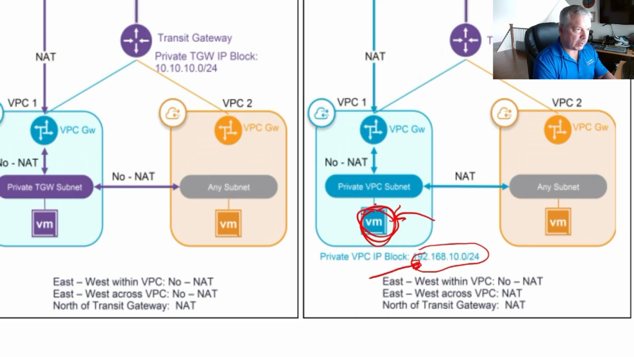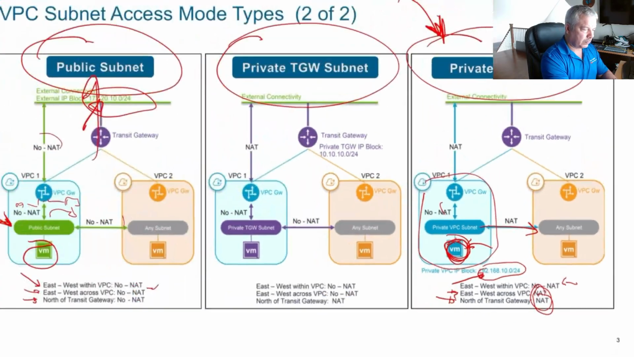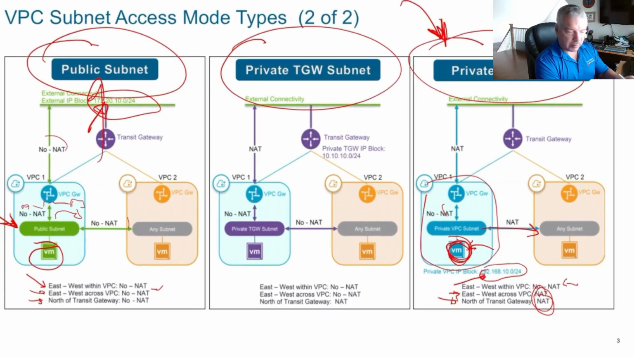Now, when this VM is talking to other VMs within this VPC, there's no network address translation. It's within the VPC. If they're east-west across VPCs, yeah, we're going to be doing NATing here, okay, network address translation, in order for them to talk. Again, that's if your firewall rules allow it, but we're not talking about security in this one. And last but not least, if this VM wants to talk to the outside world, again, we're going to have to do network address translation as well, okay? So the outside world won't see that VM's internal address.